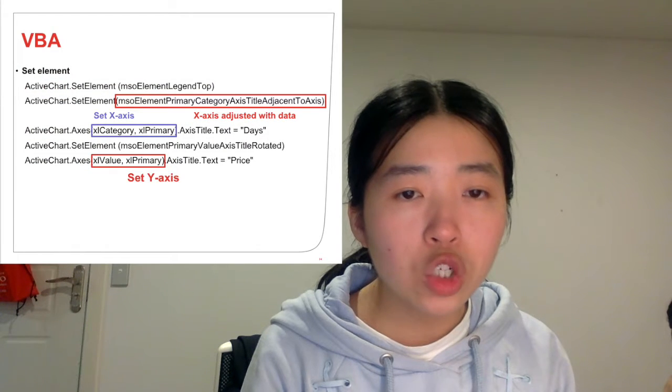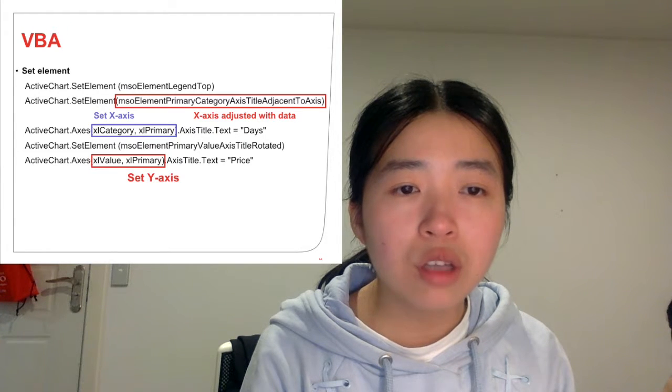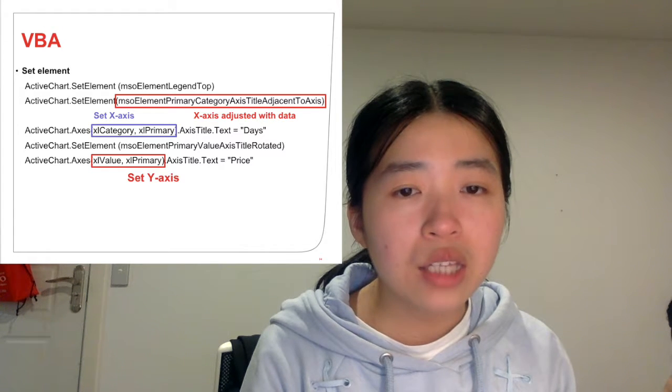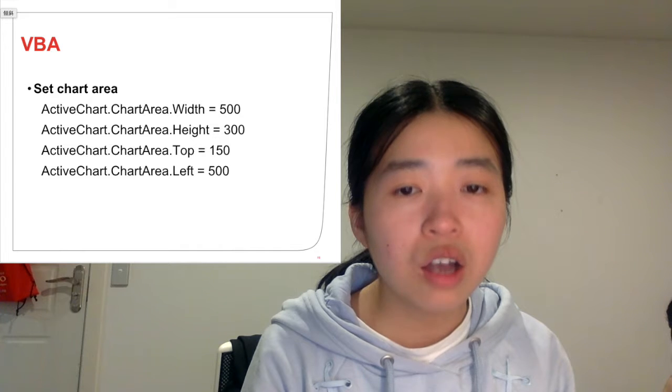Then we add special code so that the size of the x-axis can adjust with the change of data. In addition, we set the names of the x-axis and the y-axis. The x-axis represents days and the y-axis represents price. For the beauty of the chart, we also set the width, height, and the position of the chart. Finally, activating the range of data in sheet 1 can generate a line chart.